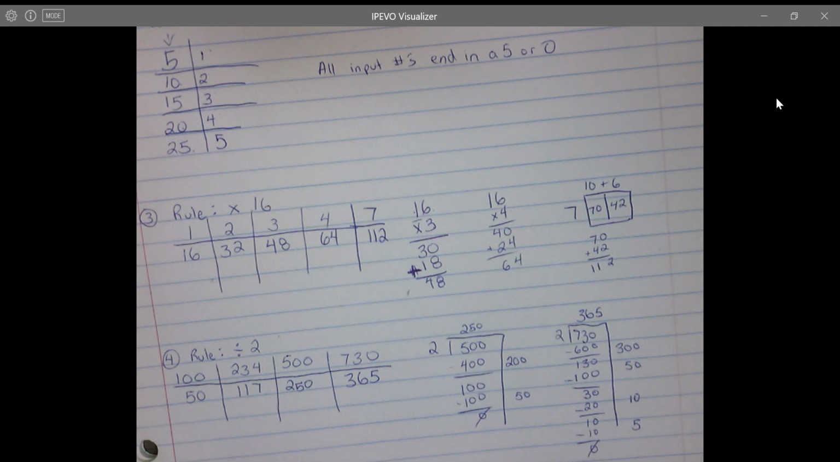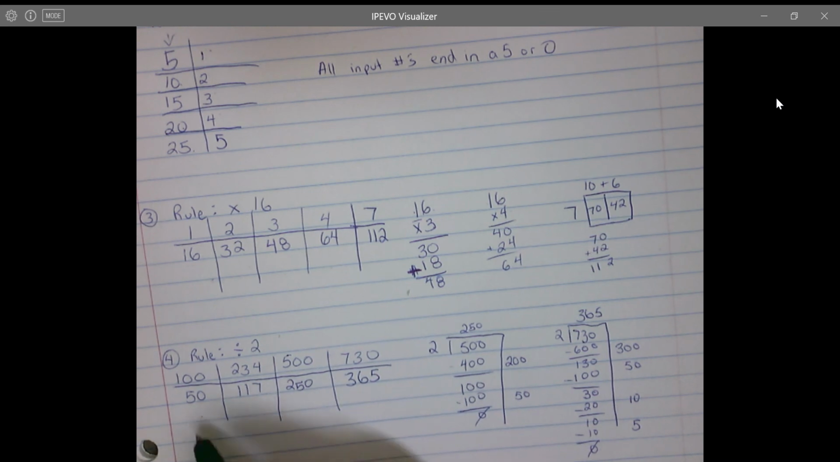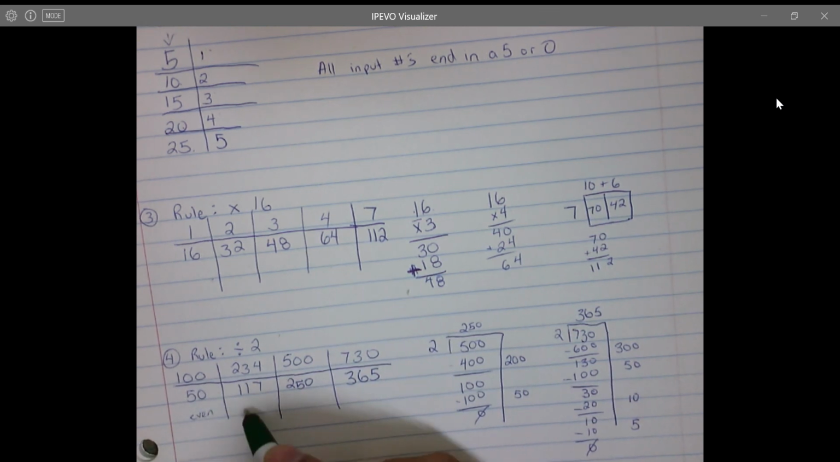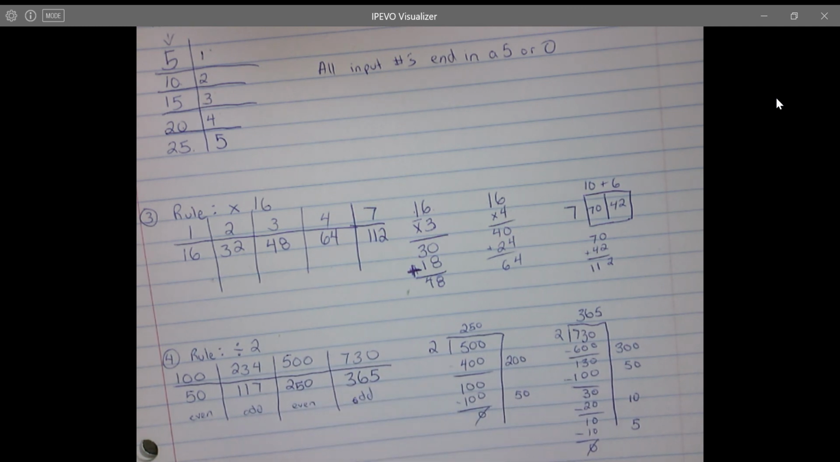All right, so now I'm trying to figure out what's a feature of this. I'm going to look at the outputs here. Let's see, 50, 117, 250, 365. Well, this is even, this is odd, this is even, this is odd. So for this pattern, it looks like it has an even, odd pattern.